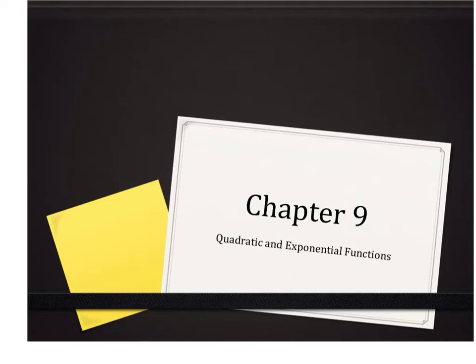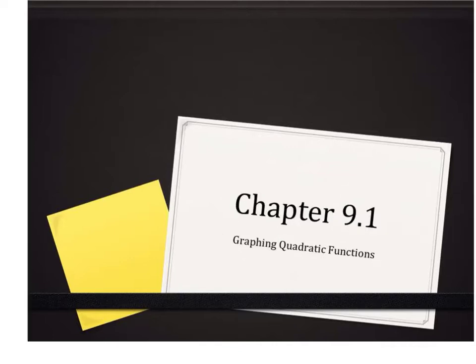Hello and welcome to Algebra 1, and today we are starting Chapter 9. Chapter 9 is called Quadratic and Exponential Functions, and this lesson will be over 9.1. So 9.1 is graphing quadratic functions.